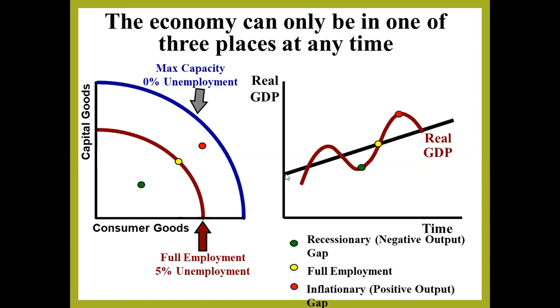If we're above that, so we're outside of our curve, notice we can't, this would be 0% unemployment, max capacity. We're never going to get there. We're approaching it though. Maybe this is 2.5% unemployment. We're hitting a peak. That would be an expansionary gap or what is called a positive output gap. So at any time we are in one of these 3 places. We're either in a recession, recessionary gap, we're at full employment on our line, or we are expanding and we're hitting a peak.